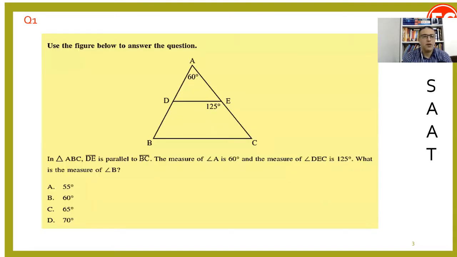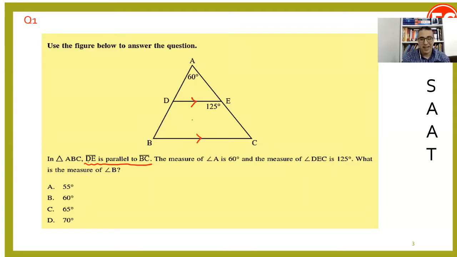First example: I'm given a triangle ABC, and in this triangle the vertex angle measure is equal to 60, and one of the angles is 125. Notice that DE is parallel to BC. In geometry, it's very important that you add the given into the graph. So DE is parallel to BC.